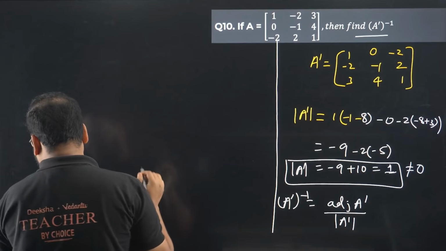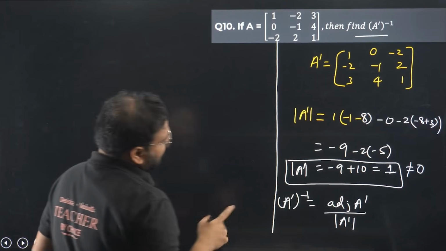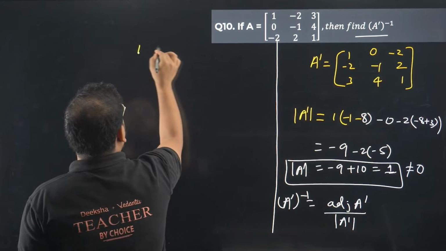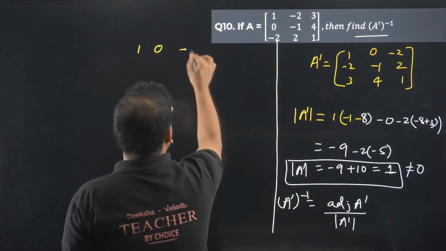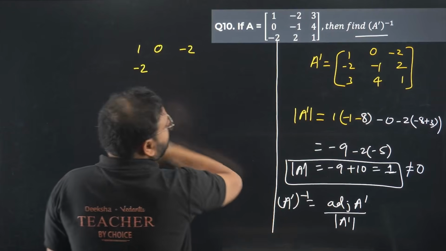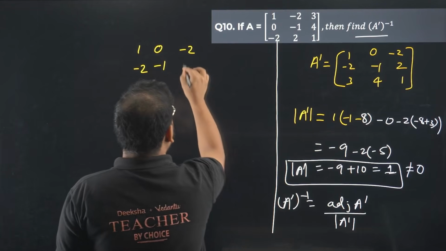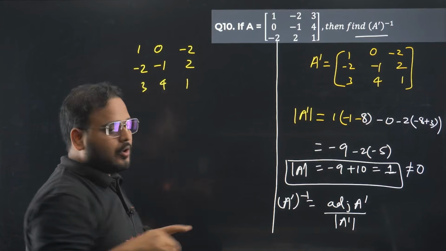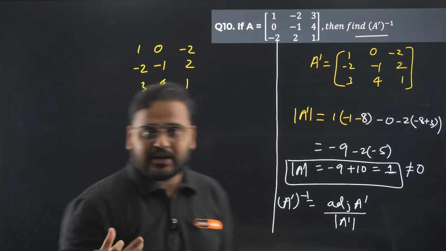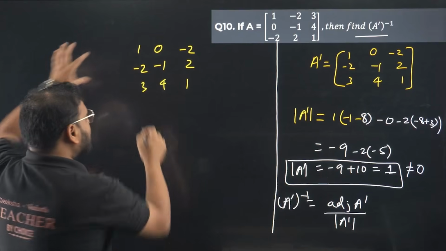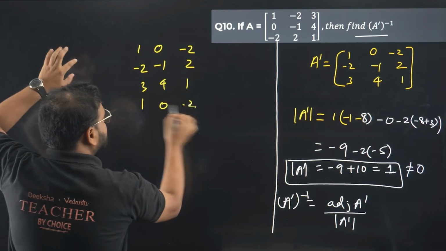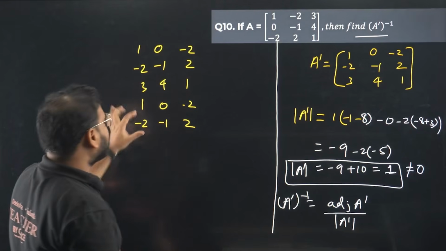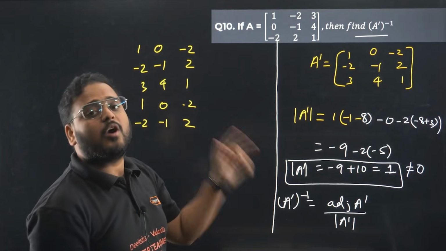For that we have a trick. Please check adjoint of A dash. For that you're going to write the matrix A dash once again: 1 0 minus 2, minus 2 minus 1 2, 3 4 and 1. This is all to find the adjoint. What are you going to do? Write the first 2 rows again, so 1 0 minus 2 and minus 2 minus 1 and 2. So row 1 and row 2 are written again. And what is the next step? To write column 1 and column 2 again.